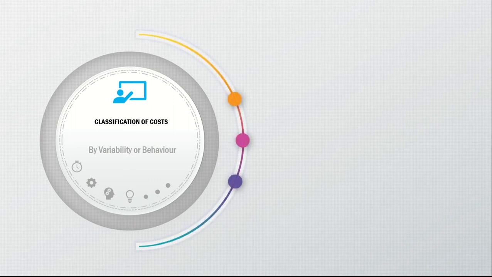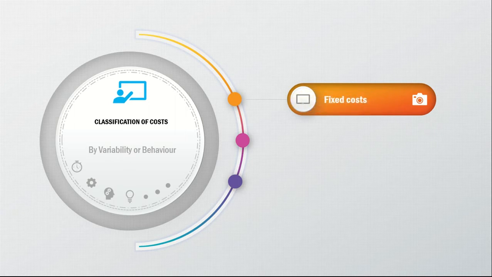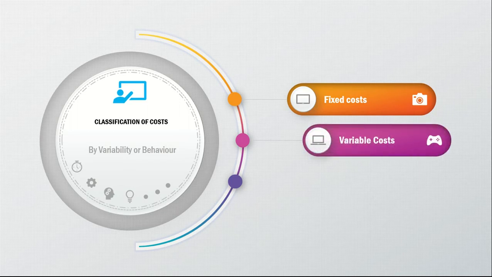A. Fixed costs. These are the costs which are incurred for a period and do not change based on the level of activity. Examples: rent, insurance, etc. B. Variable costs. These costs tend to vary with the volume of activity; an increase in activity results in an increase in the variable cost and vice versa. Example: cost of direct labor, cost of direct material, etc.